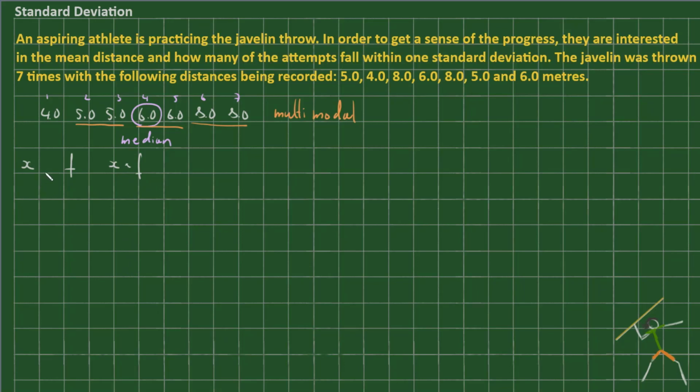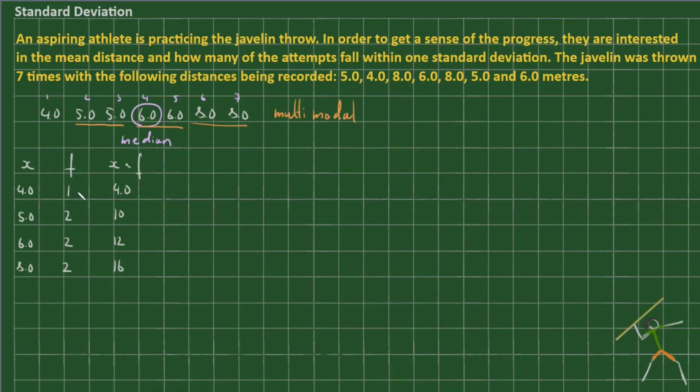So what are my values for X? Well, I have 4.0, 5.0, 6.0, and 8.0. How many times do they occur? Well, 4 occurs once, 5 twice, 6 twice, and 8 twice as well. 4.0 times 1 is 4.0, 5.0 times 2 is 10, 6.0 times 2 is 12, 8.0 times 2 is 16.